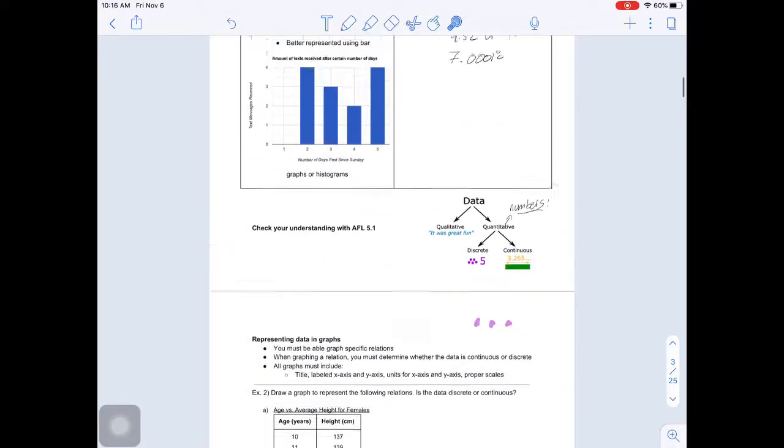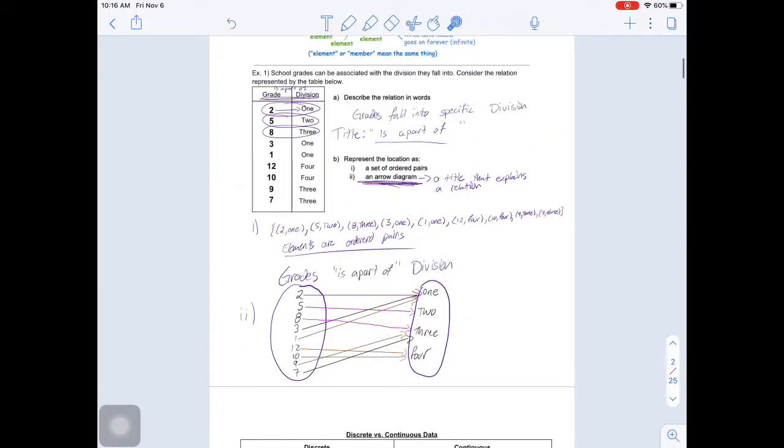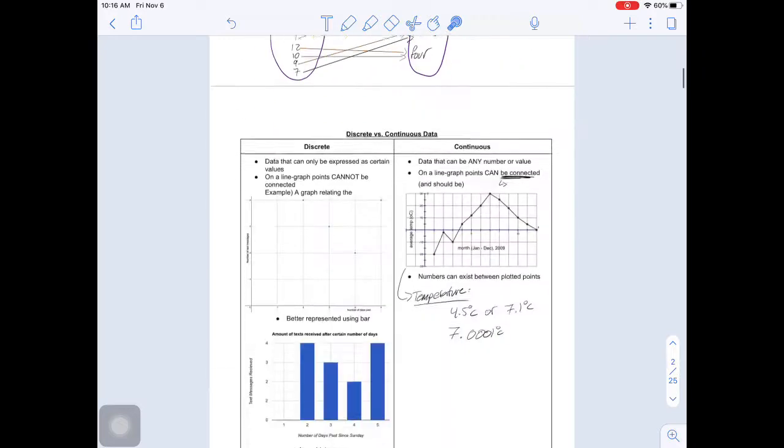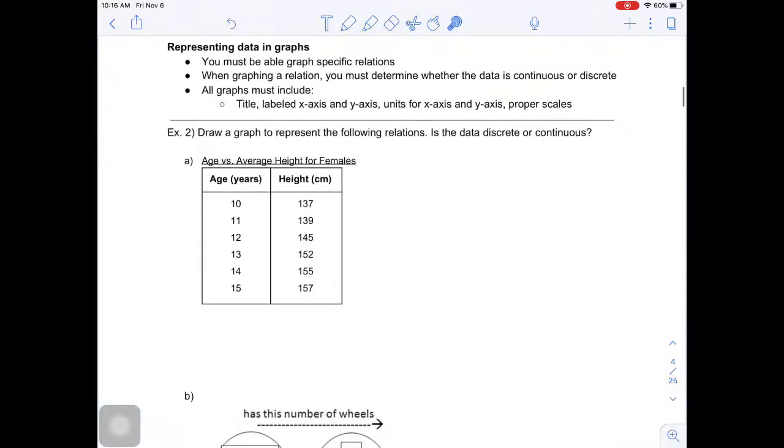data in graphs. Here we've just talked about describing things with words. We've talked about ordered pairs, arrow diagrams, and tables, but we're missing our graph, which is really important. So here, we're going to learn how you are able to graph specific relations. You're also going to have to know whether the data is continuous or discrete. That is because if your data is continuous, we can connect, and if it's discrete, we cannot connect your plotted points, and that's what we just talked about.